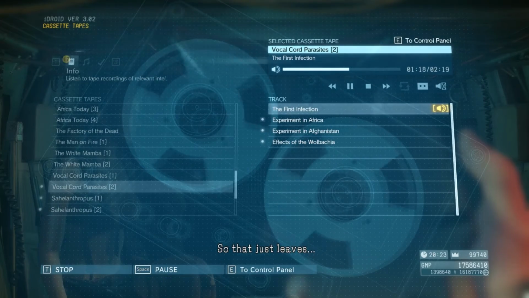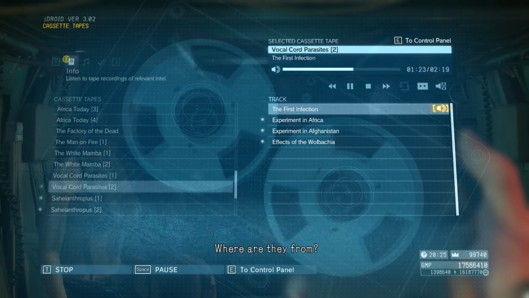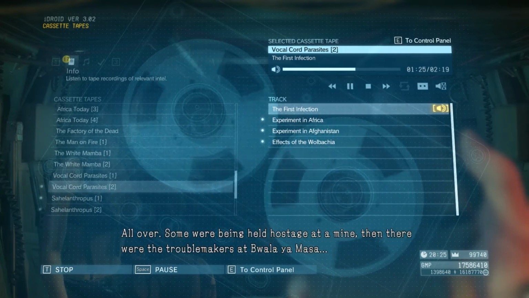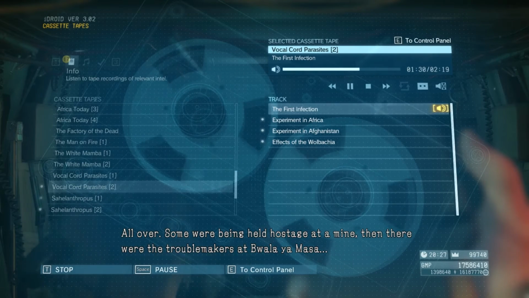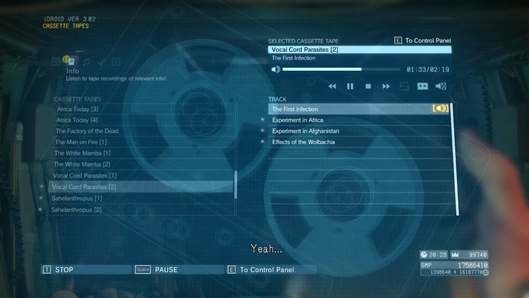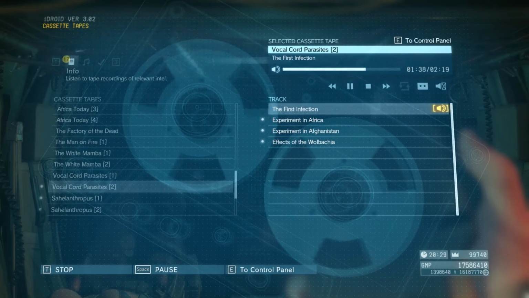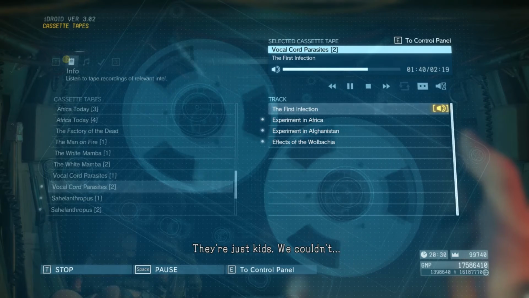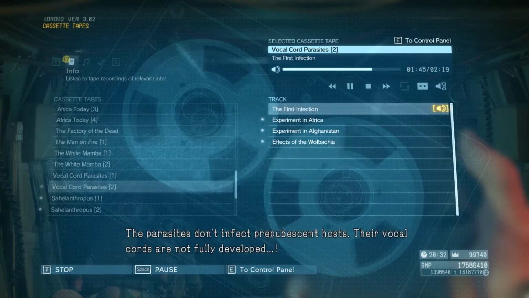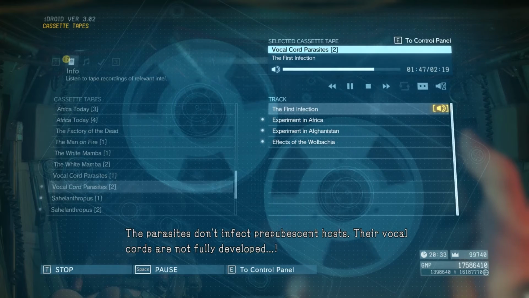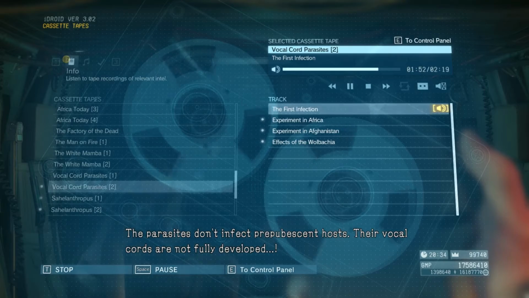So, that just leaves... I have seen children around here. Where are they from? All over. Some were being held hostage at a mine. Then there were the troublemakers at Bwala Yamasa. Bwala Yamasa? Yeah. Their clothes, their things. Did you burn them? They're just kids. We couldn't. And besides, not one of them's shown symptoms. The parasites don't infect prepubescent hosts. Their vocal cords are not fully developed.